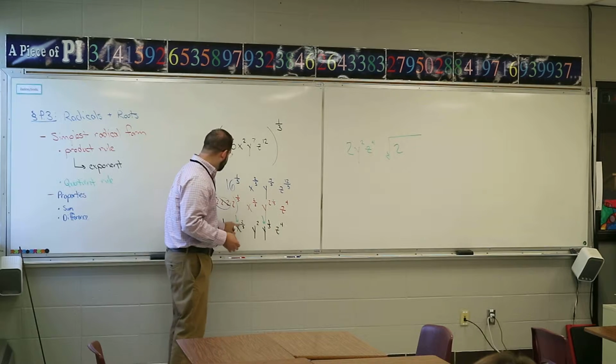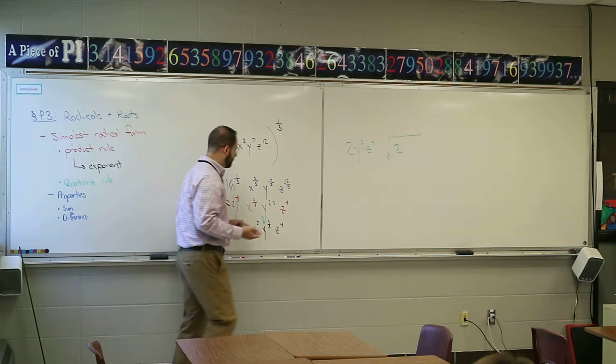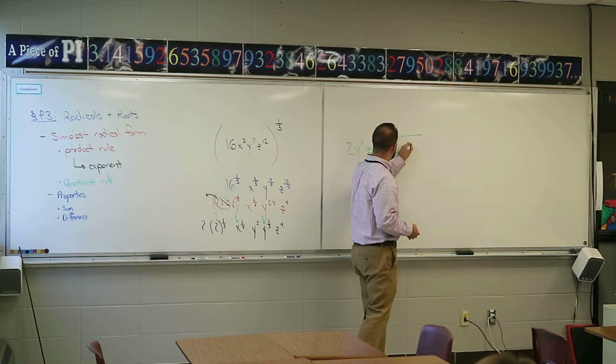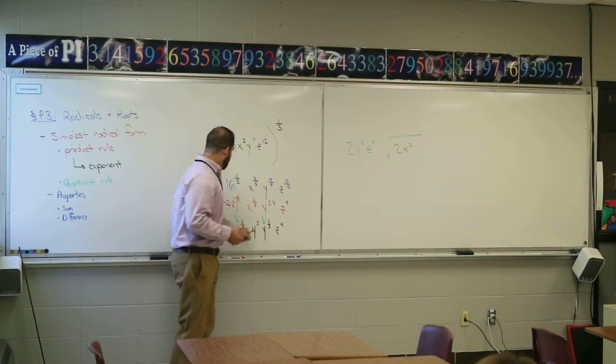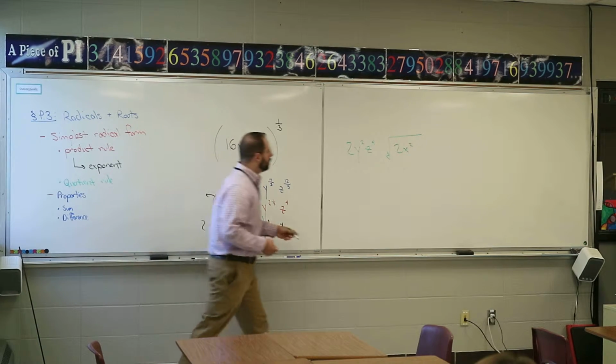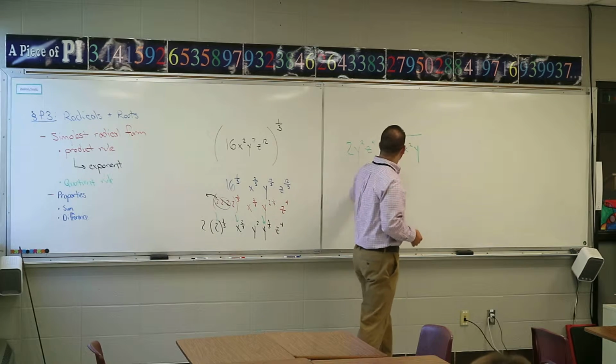This is going to be x to the 2nd power, which is inside the radical. So that's x squared. And the last one is y to the 1st power. There's your answer.